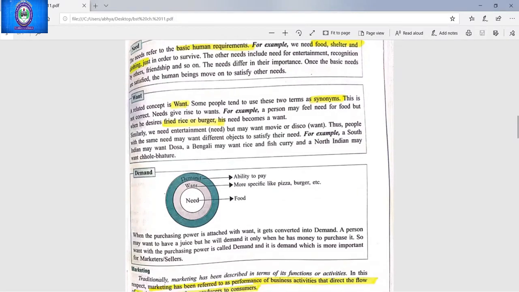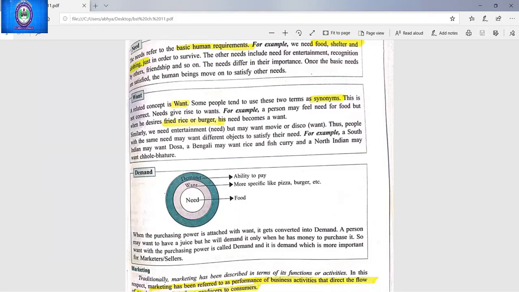Want. Want is something more than need. Some people use want and need as synonyms, but they are not synonyms. Actually, needs give rise to wants. Like if we are hungry, our need is food. But if we want any South Indian food or any Chinese food, that will become our want. Need becomes a want when we are specifically wanting it.